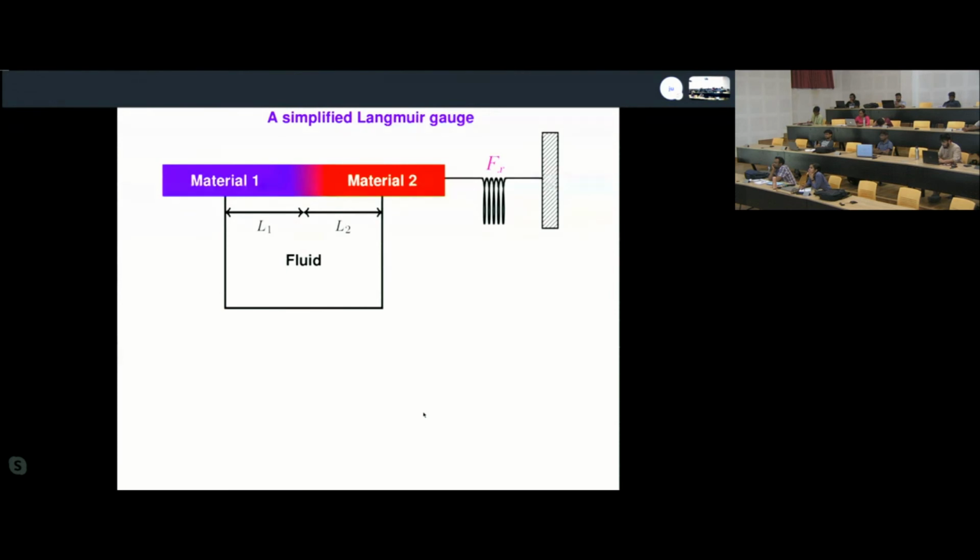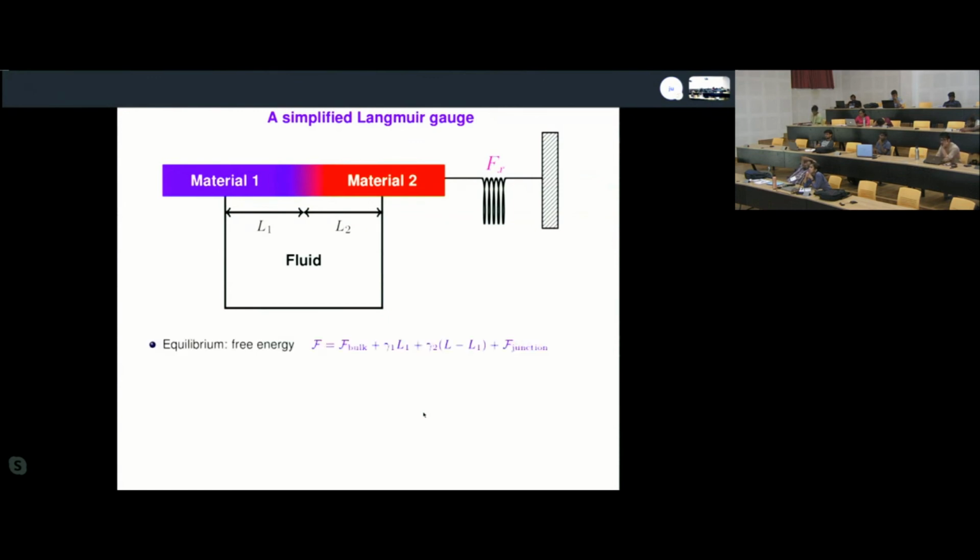Now, this upper confining boundary is mobile, and it can move, and when it moves, it exerts a force Fx on the spring. Okay? If this wall moves horizontally, you see that the lengths L1 and L2 of contact between material 1 and the fluid and material 2 in the fluid will change. And because these lengths are related to the surface tension, that will exert a force. There is a force exerted by the fluid on the material.